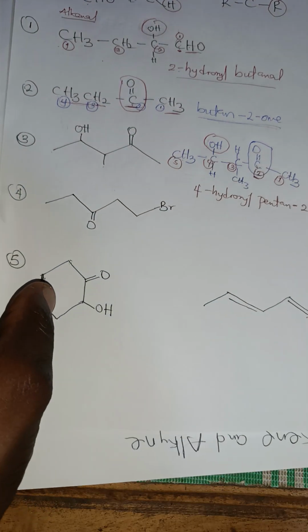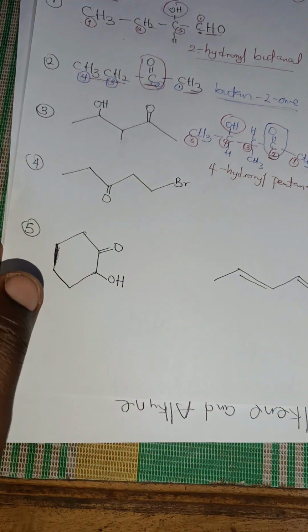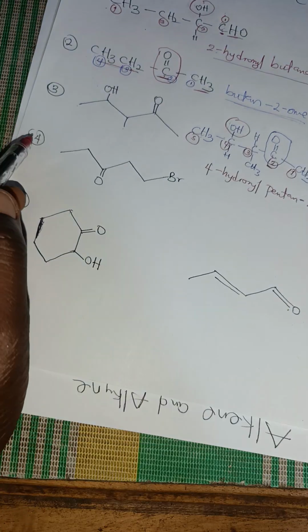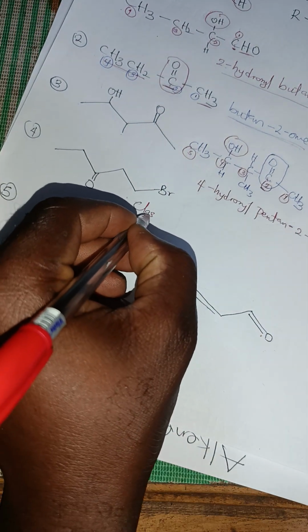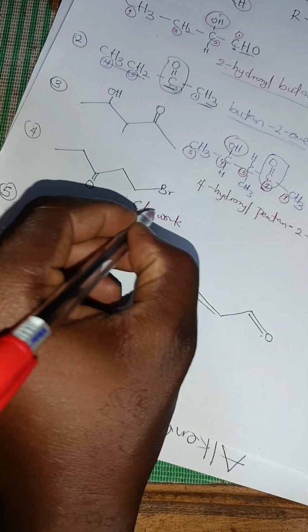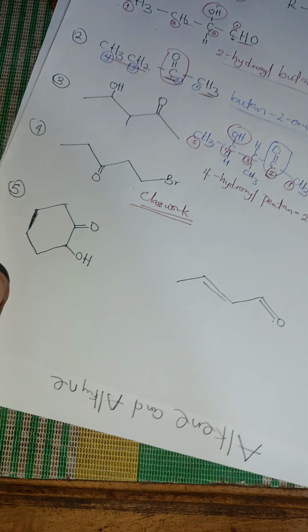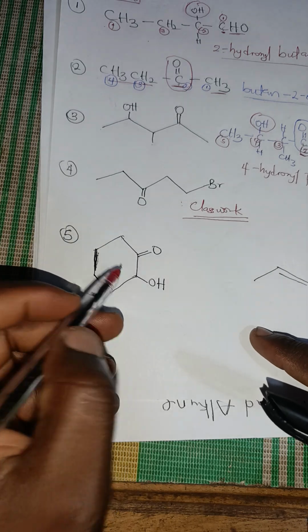So let's go to the next one. What's the next one? The next one is this compound. I want you to do this on yourself. Try this as your classwork. Attempt this question yourself. Now let me name this one for you.